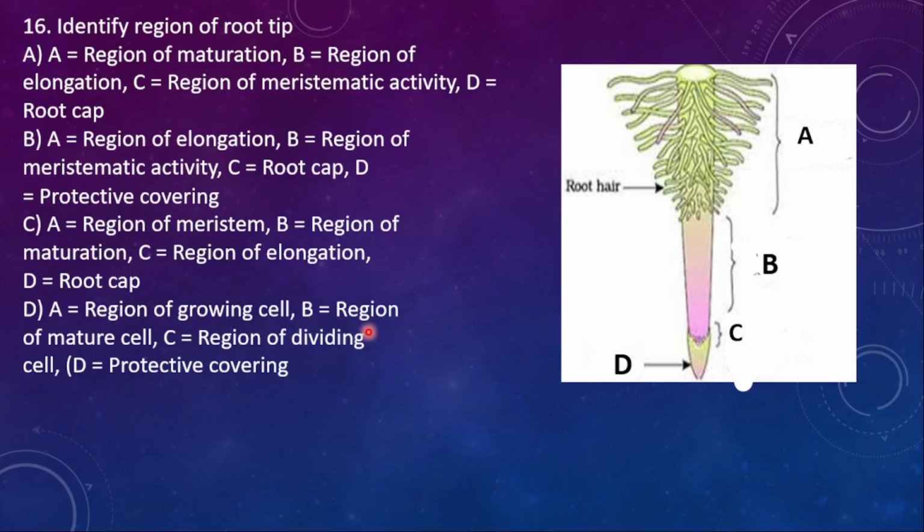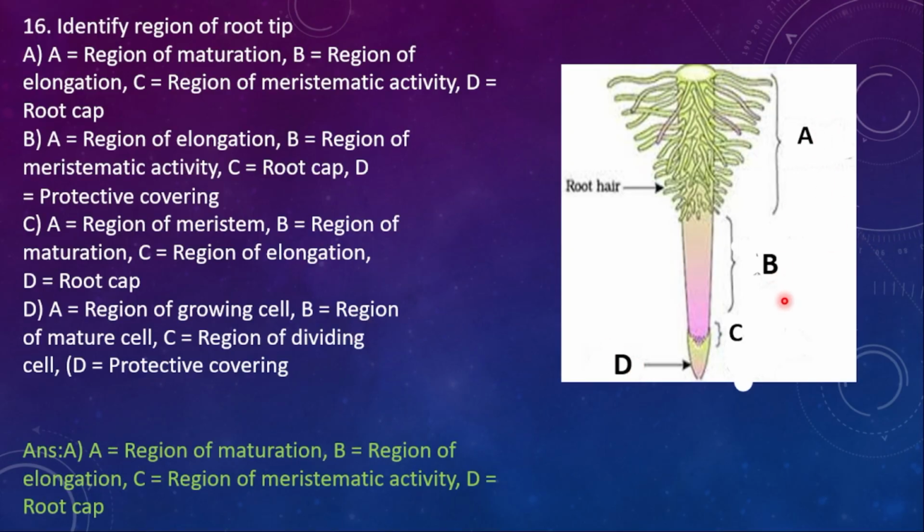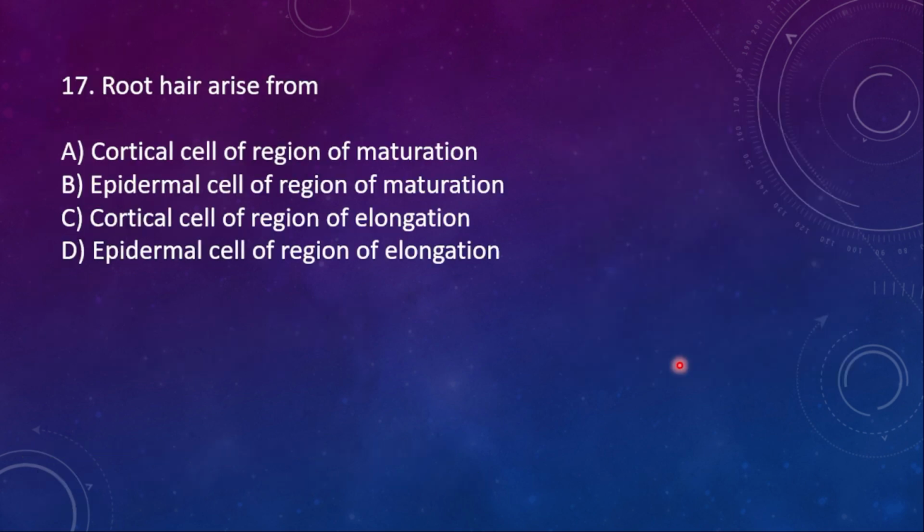Okay, here the right option is option A. This is the region of maturation, region of elongation, region of meristematic activity. This is the region of meristematic activity, and this is the root cap.